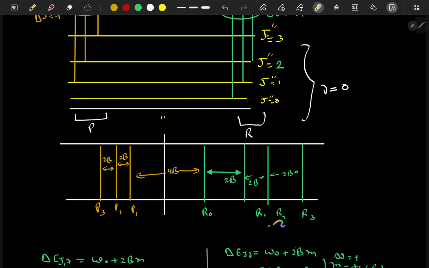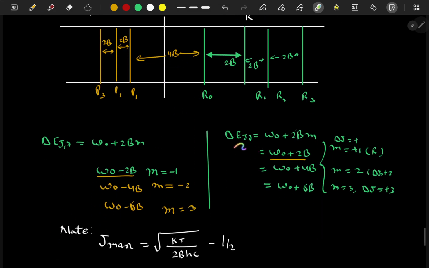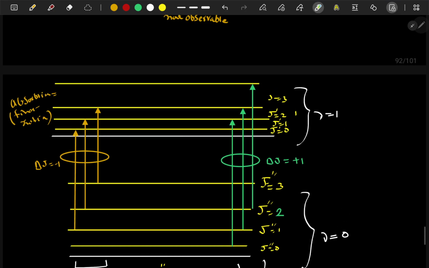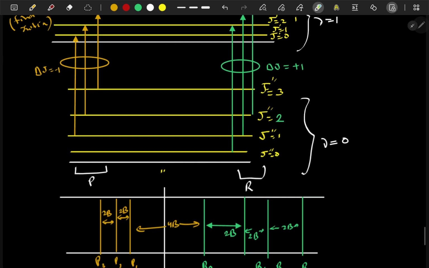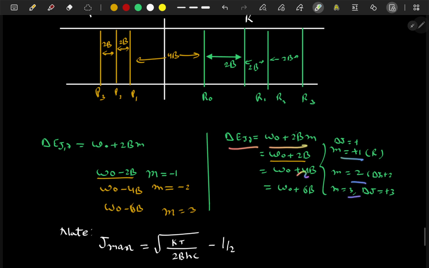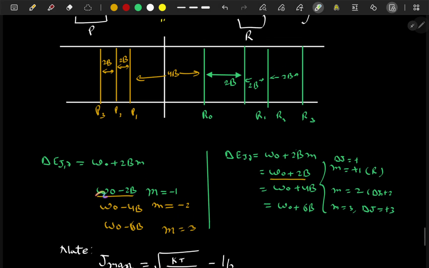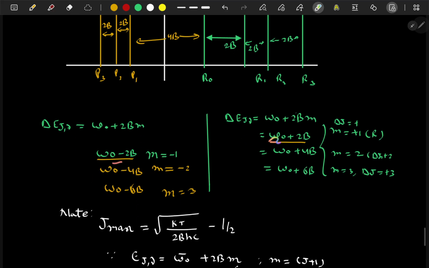And so this is called R0, R1, R2. The gap between R0, R1, R2 is 2B and remains the same, and for P1, P2, P3 it is 2B, 2B, and for R0 and P1 it is 4B. Where do you calculate from? From here: ΔE_J = μ(ω₀ + 2Bm). So just put it here, plus 1, plus 2 and plus 3, giving 2B, 4B and 6B. Here minus 1, minus 2 and minus 3, giving minus 2B, minus 4B and minus 6B. So this is P1, P2 and P3, and this is R0, R1 and R2. Just ω₀ minus 2B, ω₀ minus ω₀ cancels, minus 2B minus 2B, which gives a separation of 4B.